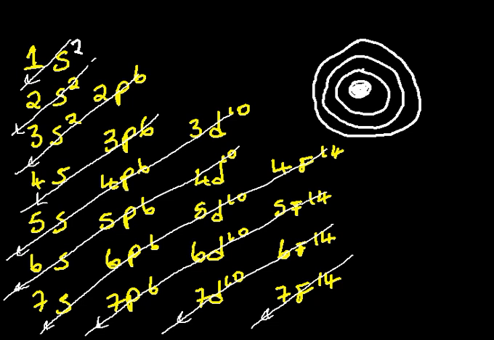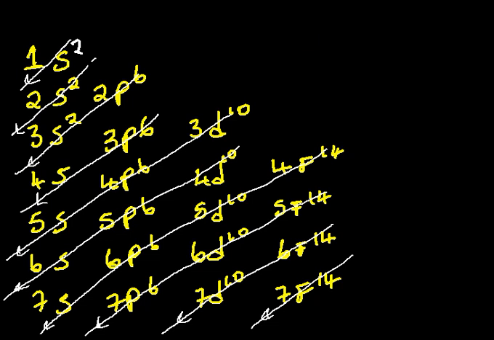Now each subshell has a maximum number of electrons it can accommodate. Any subshell S can occupy 2 electrons, while subshell P can hold 6 electrons, subshell D can hold 10 electrons, and a subshell F can hold 14 electrons. Of course subshells can keep going up, but for the sake of interest we just stop at subshell F.